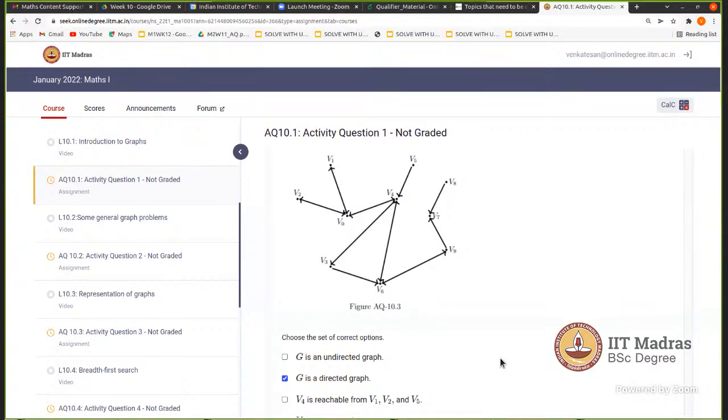Yes. You can see here, from V1 I can come to V0, and from V0 I can go to V4. Same thing for V2: V2 to V0, V0 to V4. And V5 goes to V4. So I can find a path from V1 to V4, V2 to V4, and V5 to V4. So this is also correct.